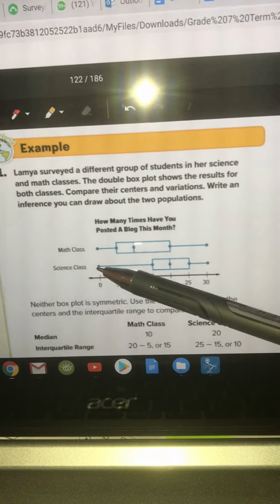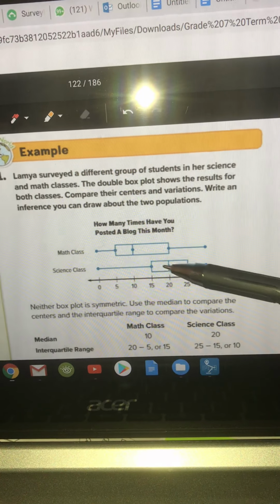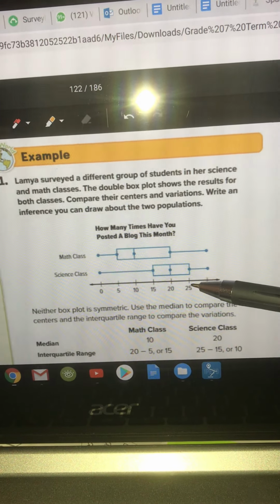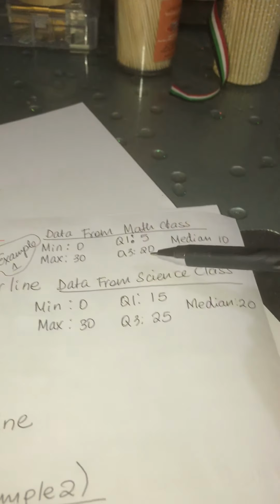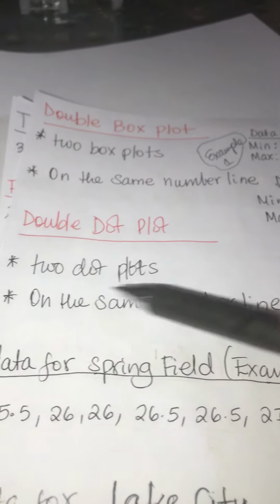I did the same thing for science. The minimum is 0, the maximum is 30, Q1 is 15, Q3 is 25, and the median is 20. So that's the data I got from my double box plot. Now let's look at the double dot plot. I went to example 2, and this is example 2.